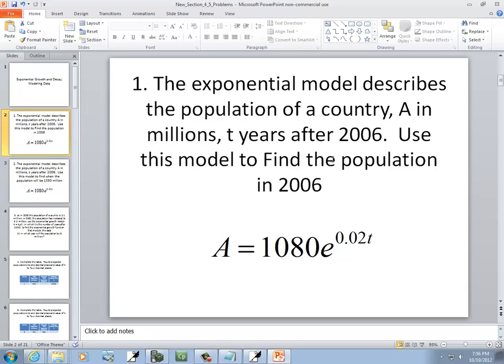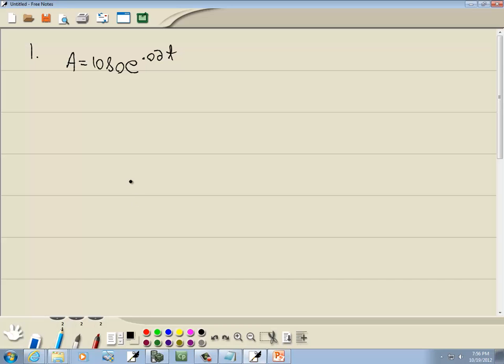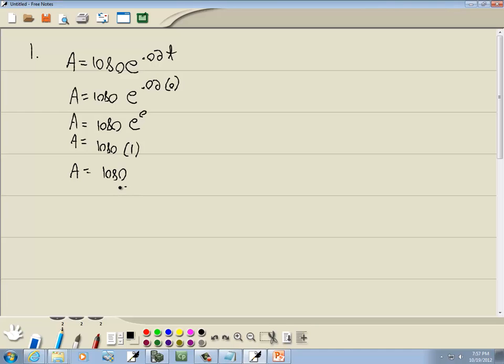Well, if this starts at 2006 and we're wanting the population in 2006, you're going to put 0 in for t. So this will be A is equal to 1080 e to the 0.02 times 0. Well, 0.02 times 0 is 0, so we got e to the 0 power, and anything to the 0 power is 1. So we would end up with 1080, which is just the number that's in front of the e in the first place. That's always your initial value.